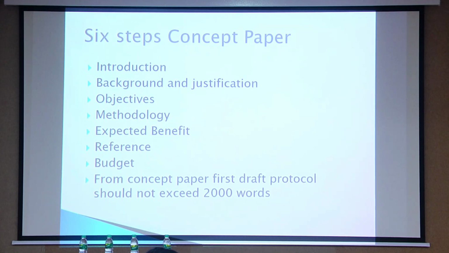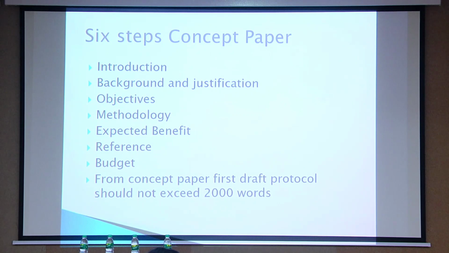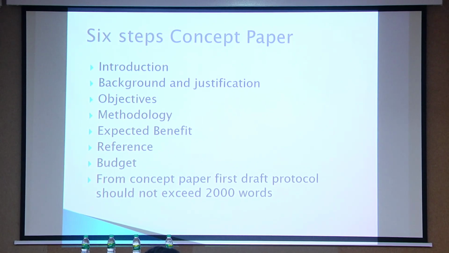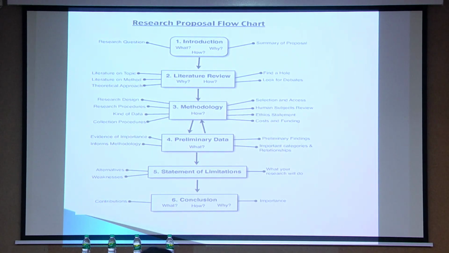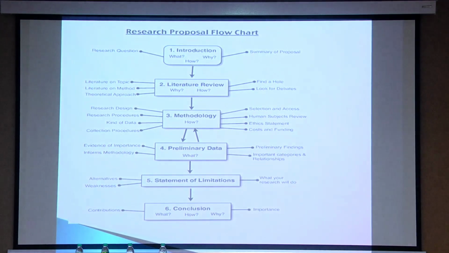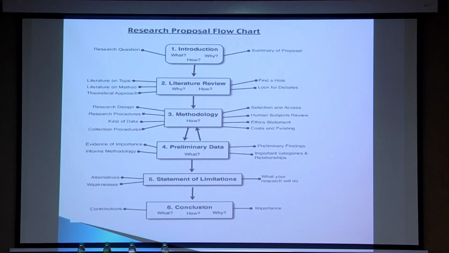From the concept paper, the first draft protocol should not exceed 2000 words. When we designed protocols before, we didn't see such limits, but now the first draft protocol has a word limitation. It should not cross 2000 words. Yesterday, respected Vishwanathan sir already presented this, so I'm not going into it. This is all overall the research proposal flowchart.